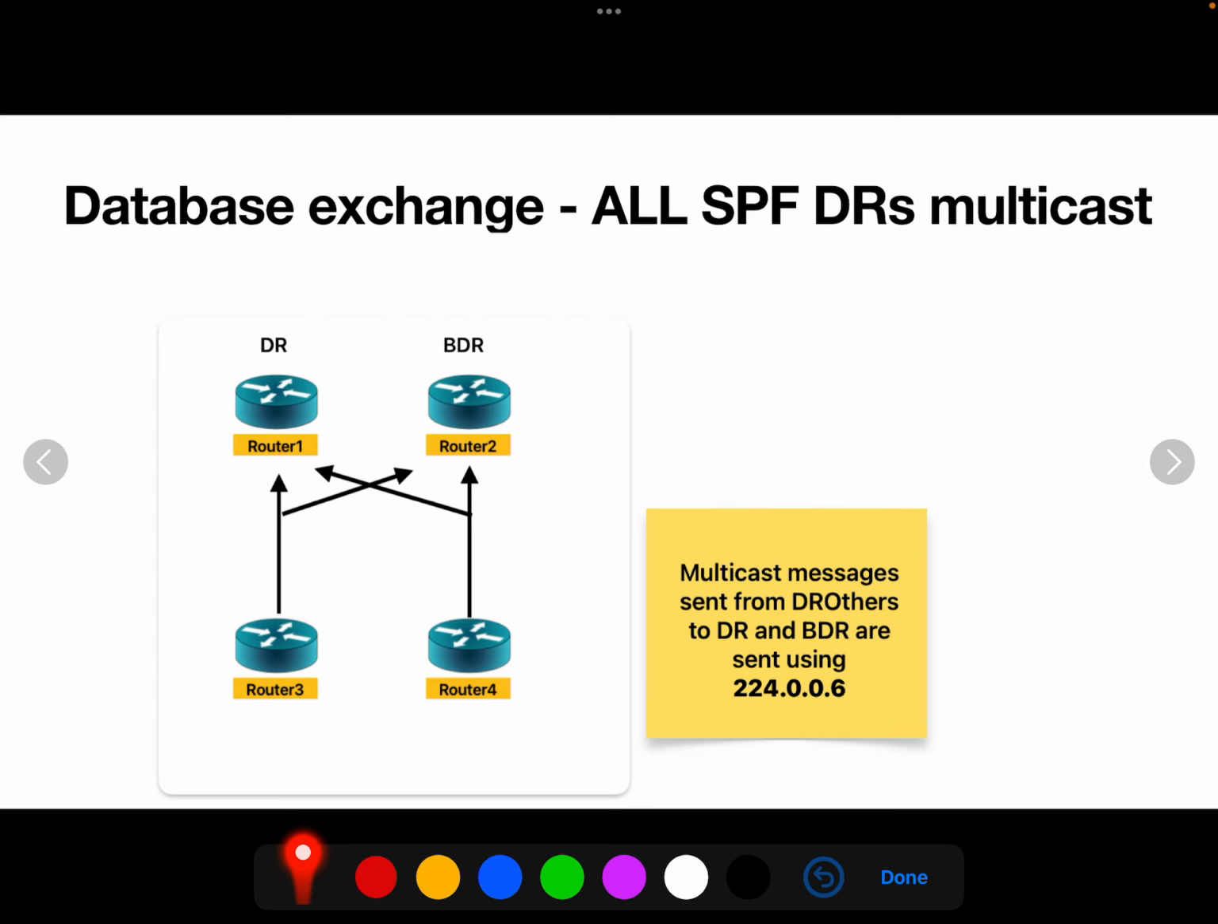Now moving on to database exchange. All SPF routers multicast message. All SPF designated routers multicast message. So there are two types of multicast messages in relation to OSPF, whereas RIP and EIGRP use one each.